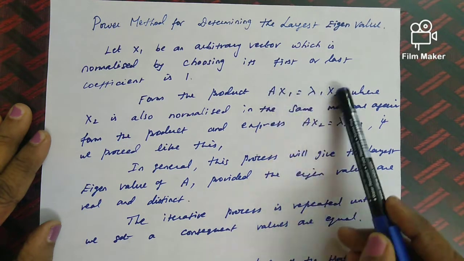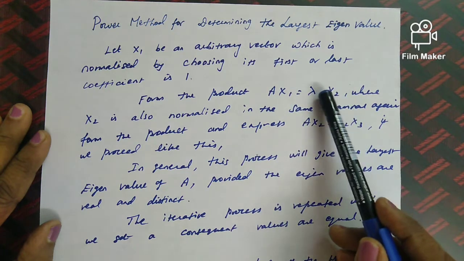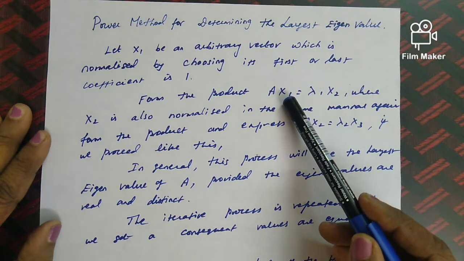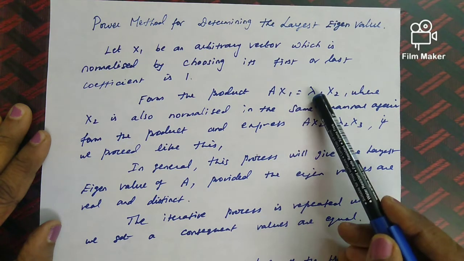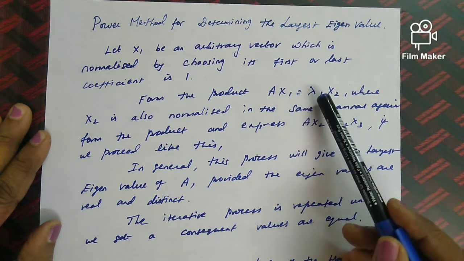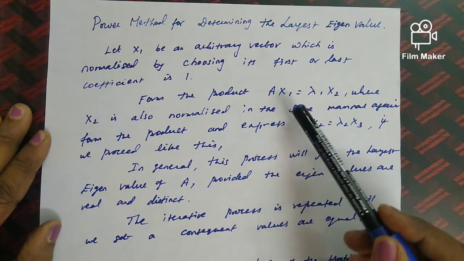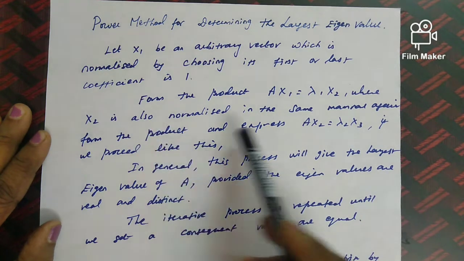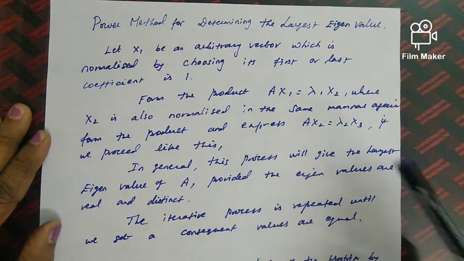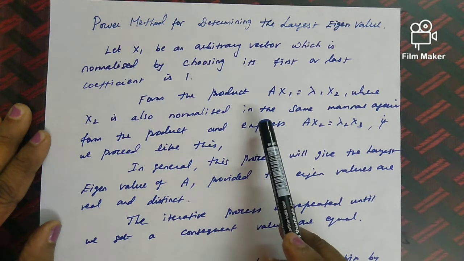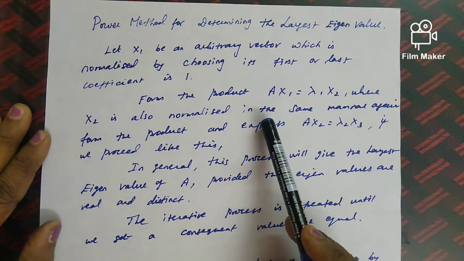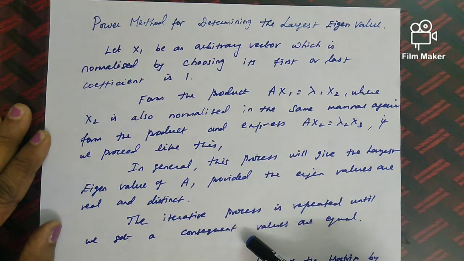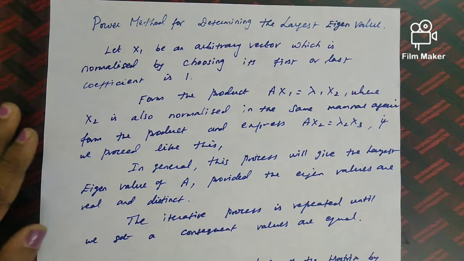We form Ax1 equal to lambda 1 x2, because it is an iterative process. For the first iteration, Ax1 equal to lambda 1 x2; second iteration, Ax2 equal to lambda 2 x3; likewise we will continue until we get consecutive values that are equal. How can we normalize the vector? By taking the largest value outside, we can normalize the vector. So we can proceed until we get consecutive values that are equal. This is the procedure under the power method to determine the largest eigenvalue for the given matrix.